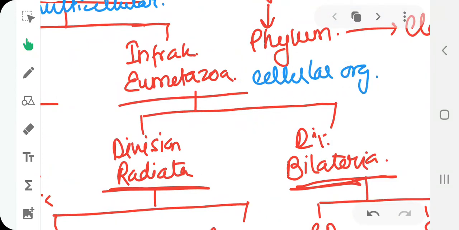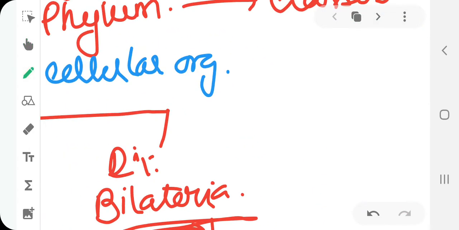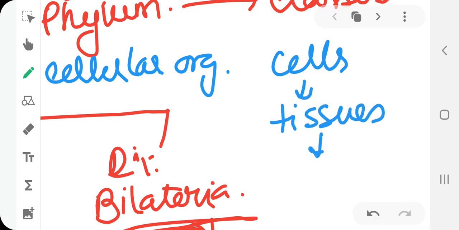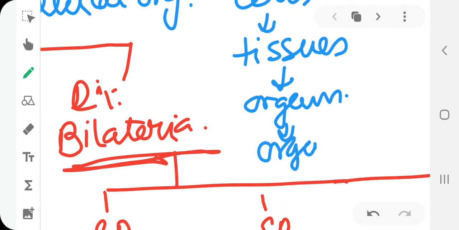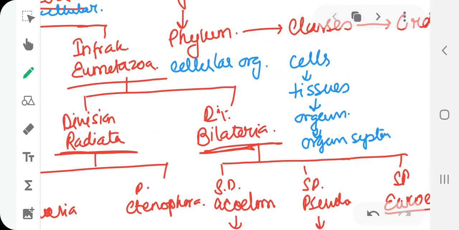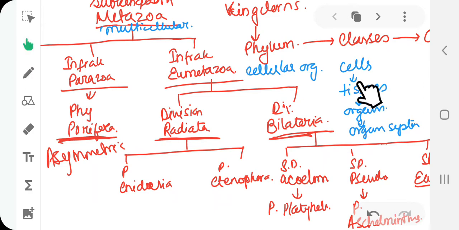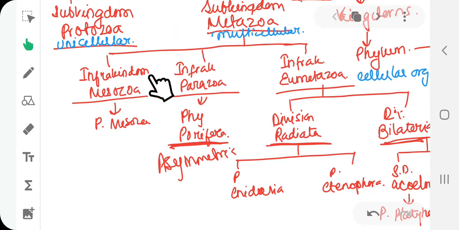We know all the living organisms are made up of cells, and these cells together form tissues. Tissues together form organs, and then the organs together form organ systems. So, on this basis, the organisms which may have a bunch of cells, or may have got arranged into tissues or organs or organ systems, on that we call it the cellular organization level. Okay, and that's the way these organisms are going to be divided.